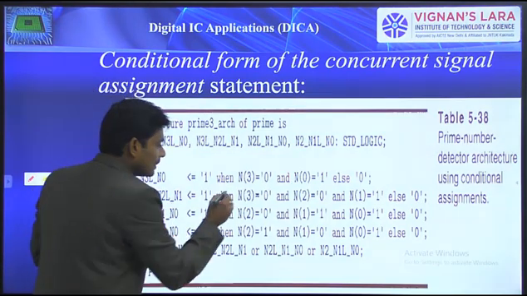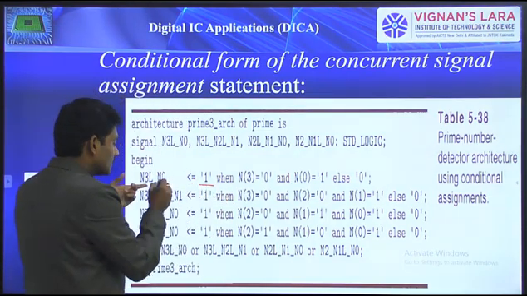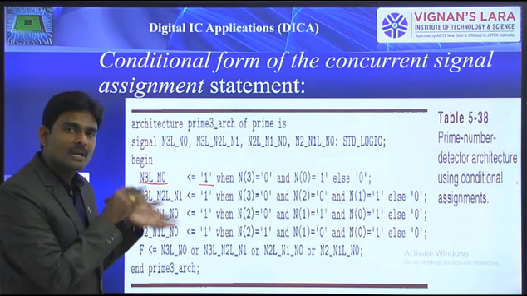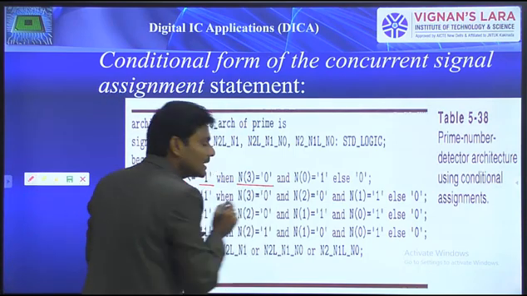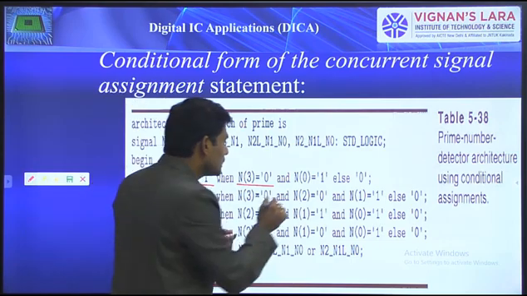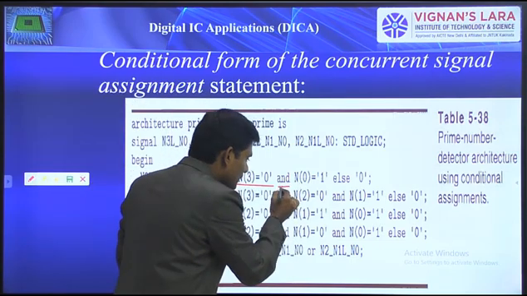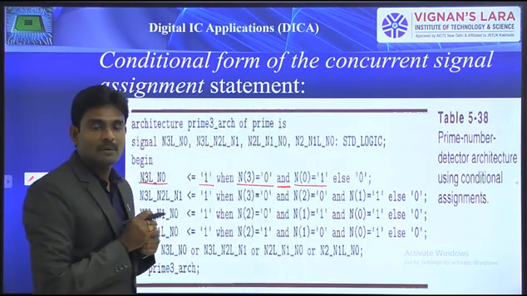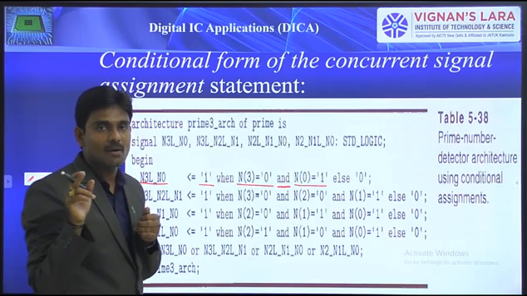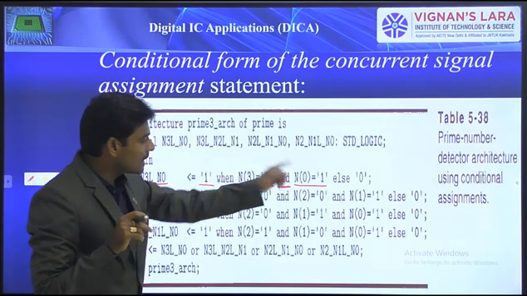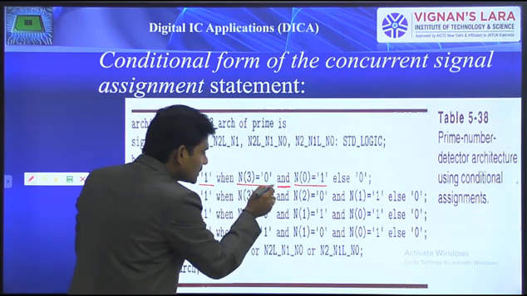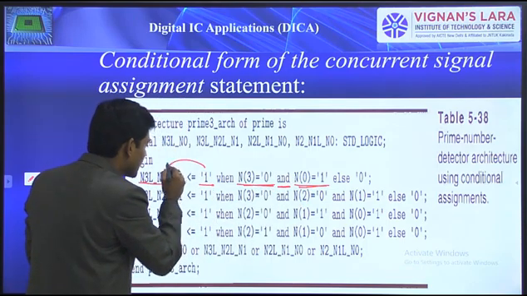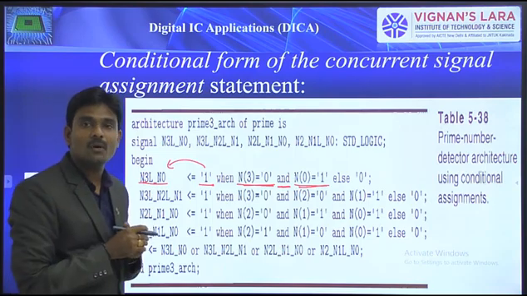Now look at this. We are supposed to assign value 1 to the 2 input AND gate output signal N3L underscore N0 when N3 is equal to 0. In addition to that, one more condition needs to be satisfied, because of that we used the built-in operator AND. N of 0 must be equal to 1, because the equation is N3 bar and with N0. So N3 must be 0 and N0 must be 1. If both these cases are true, then we assign this value 1 to N3L underscore N0.